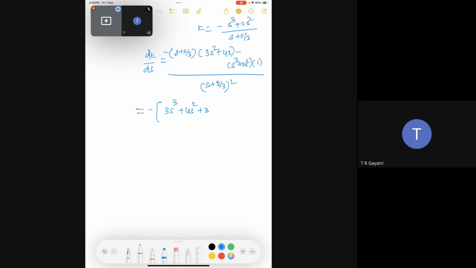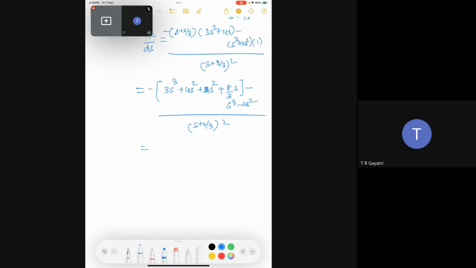Plus 3 will get cancelled, 2s square plus 8 by 3 s, that's what I meant here. Minus s cube minus 2s square. If I take s as common, 3s square plus 6s plus 8 by 3 minus s square plus 2s, by (s plus 2 by 3) the whole square, right?